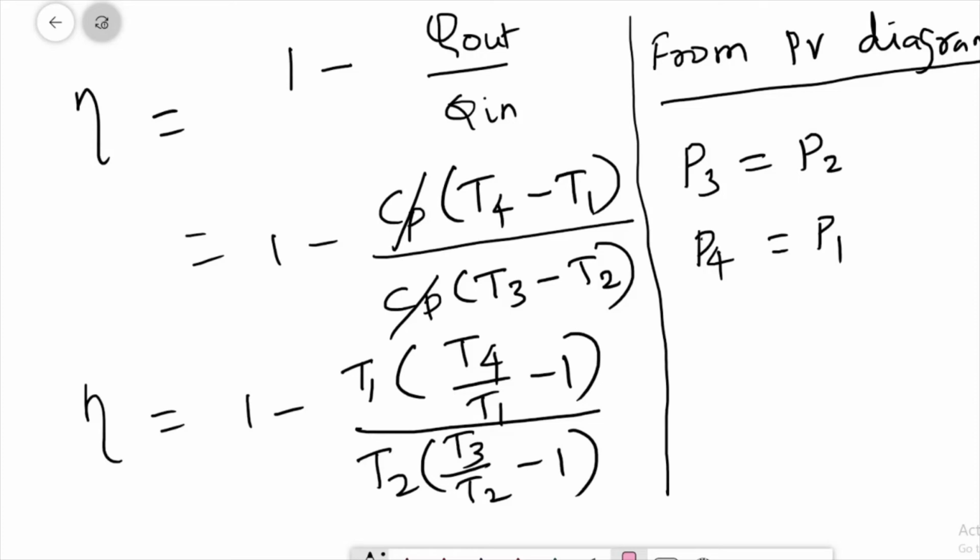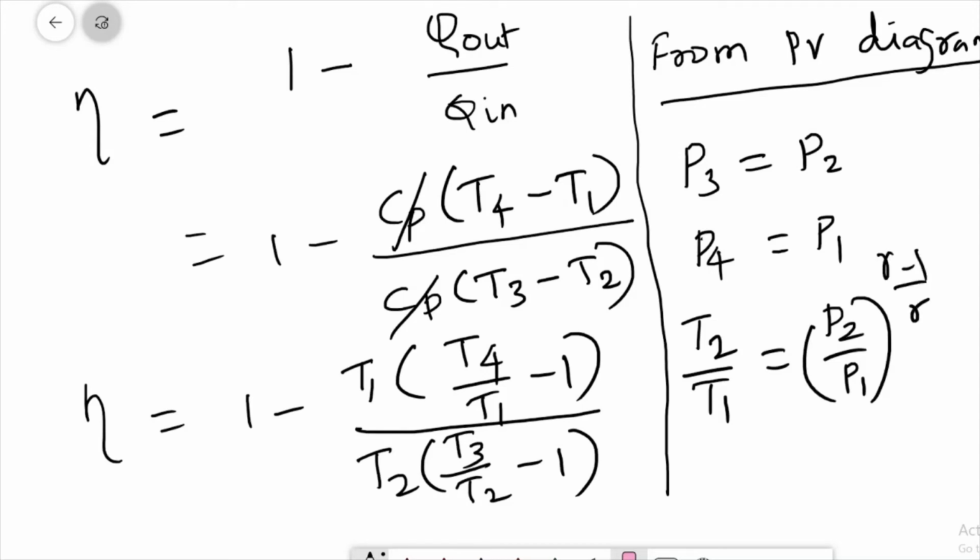And then for the isentropic compression, we can write. Isentropic compression happens between states 1 and 2. So we can write T2 by T1 equal to (P2 by P1) whole power (gamma minus 1) by gamma. This relationship is given by the adiabatic process, because isentropic is nothing but a process that is adiabatic and also reversible. So this is the relationship between pressure and temperature given by the adiabatic process, for isentropic compression.